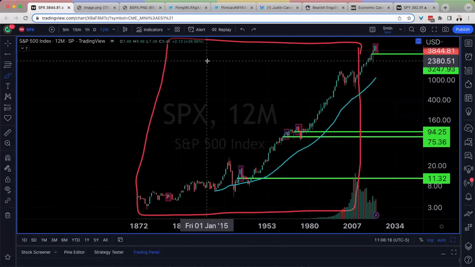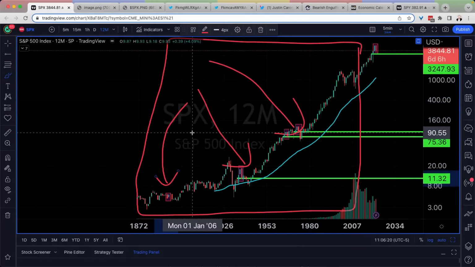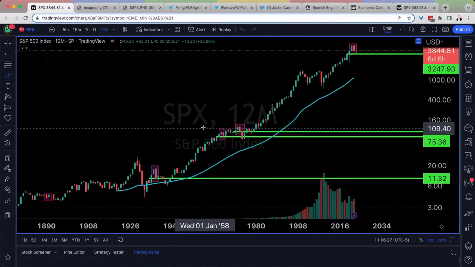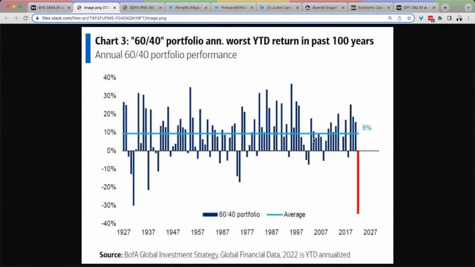So if history tells us that when this pattern plays out, we have to be mindful of it, I'm not going to ignore it. And I cannot say that I understand or have experienced this type of trading, because this is for the history books. 5 times in 150 years, or the worst start in 100 years.